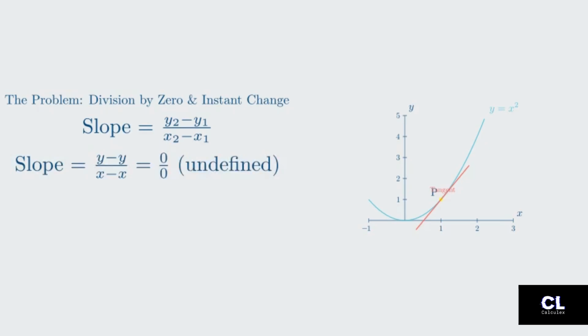If we try to pick the second point infinitely close to the first, the change in x would be 0. And, as we know from arithmetic, you can't divide by 0. Division by 0 leads to a mathematical expression that is undefined. This is the first major hurdle. How do we talk about an instantaneous rate of change without causing our math to collapse?